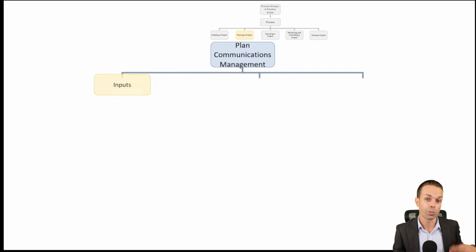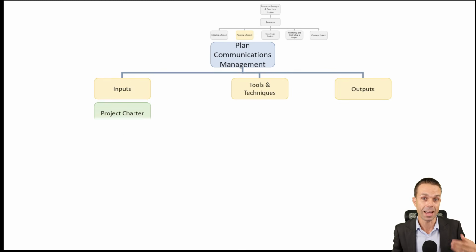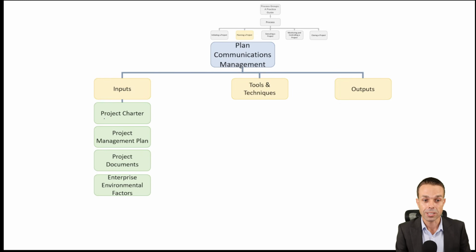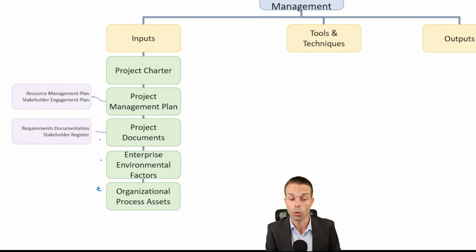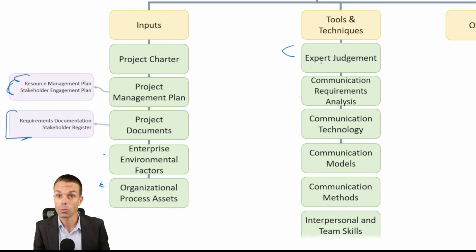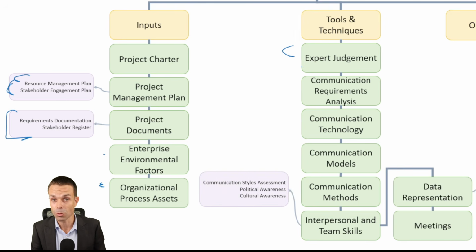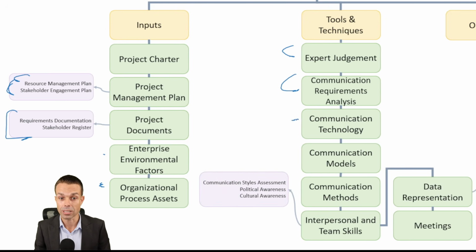Now that we've done that, we want to plan the communications on our project for all of those stakeholders and communicating how things are going. The project charter, project management plan, project documents, EEFs and OPAs will all form an input here. Tools that we're going to use are expert judgment, communication requirements analysis. So how do people prefer to be communicated with? Communication technology, maybe it's phones, maybe it's over the internet, maybe it's messaging tools.